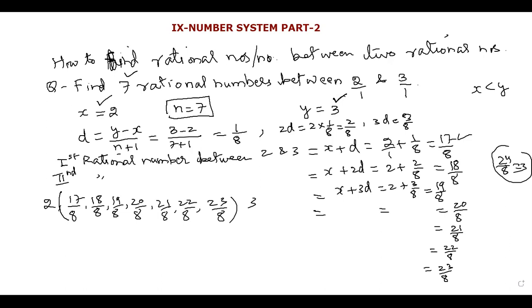Just remember D. Find D, first x plus D, then you can write x plus 2D, 3D, or you can directly write 18, 19, 20. And later on you can cancel. If it is cancelling, 2 1s are 2, 2 4s are 8, again 2 5s are 10, 2 2s are 4, 5 by 2. And here also, 2 1s are 2, 2 4s are 8, and here also 2 9s are 18, 2 4s are 8. So wherever it is cancelable, you can cancel it later on.